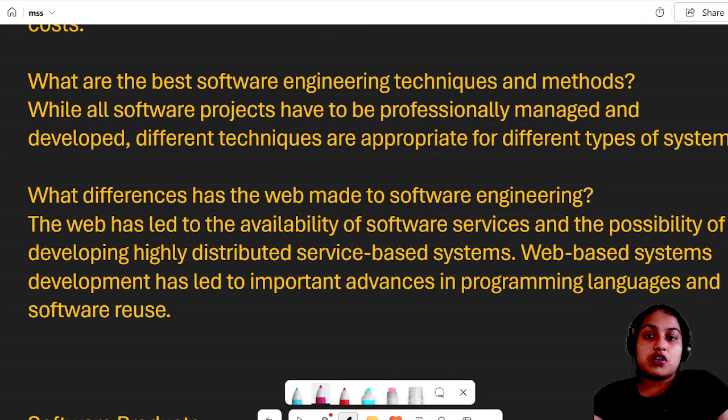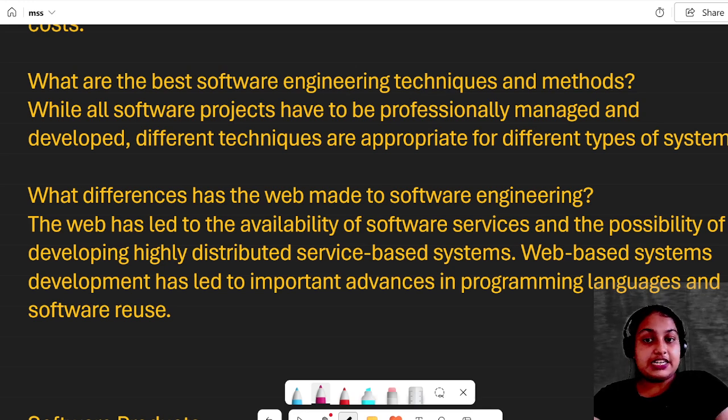While all software projects have to be professionally managed and developed, different techniques are appropriate for different types of software. So we don't have one particular technique. Now, what differences has the web made to software engineering?